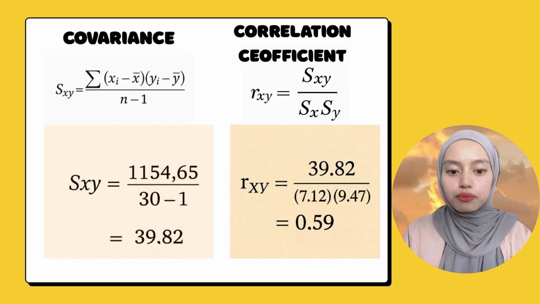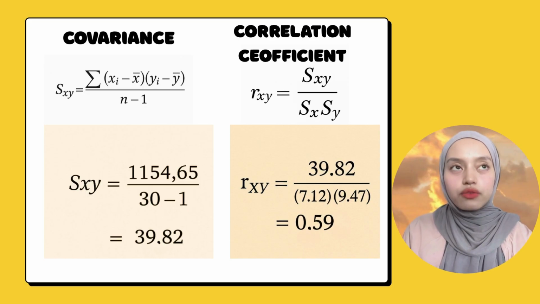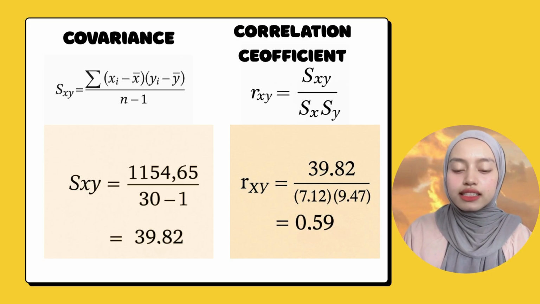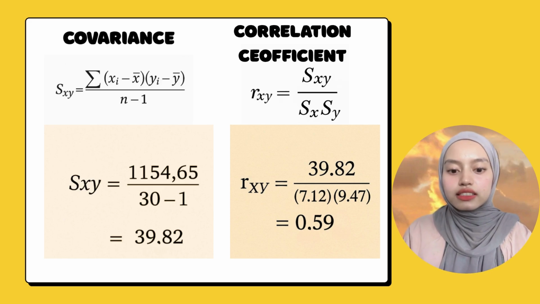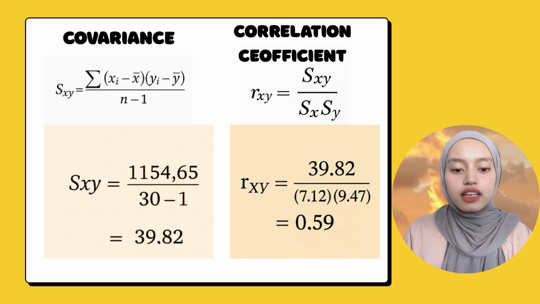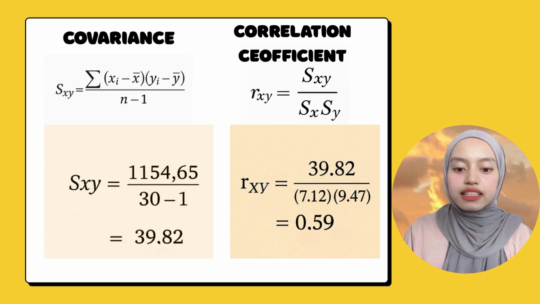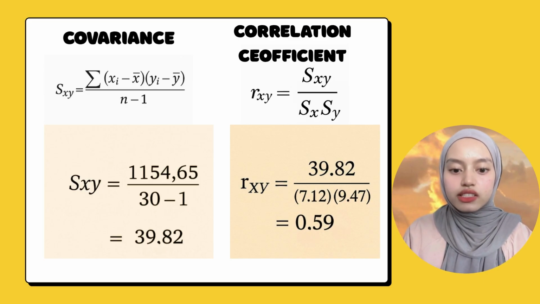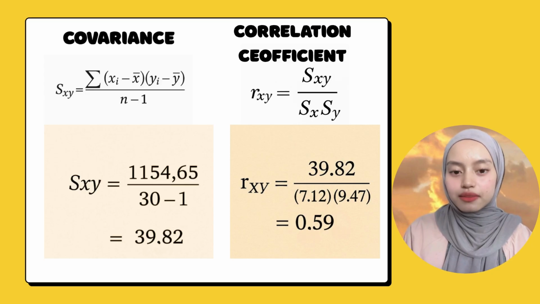Why do we divide by n minus 1? We divide by n minus 1 because this is a sample, not the entire population. Using n minus 1 helps correct any bias and gives a more accurate estimate. This adjustment is known as Bessel's correction.